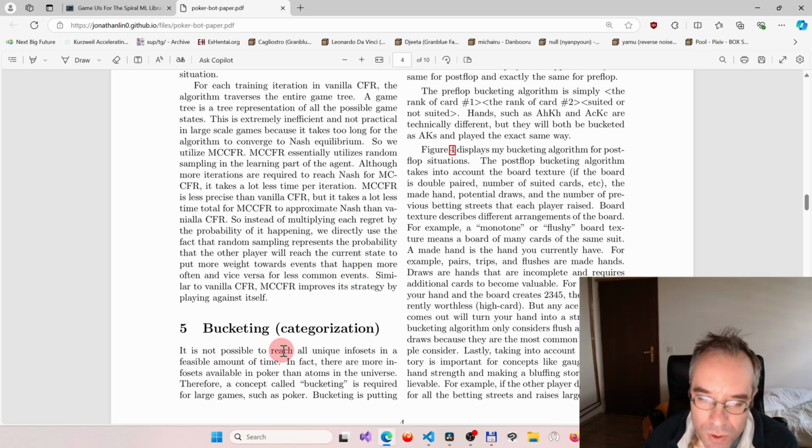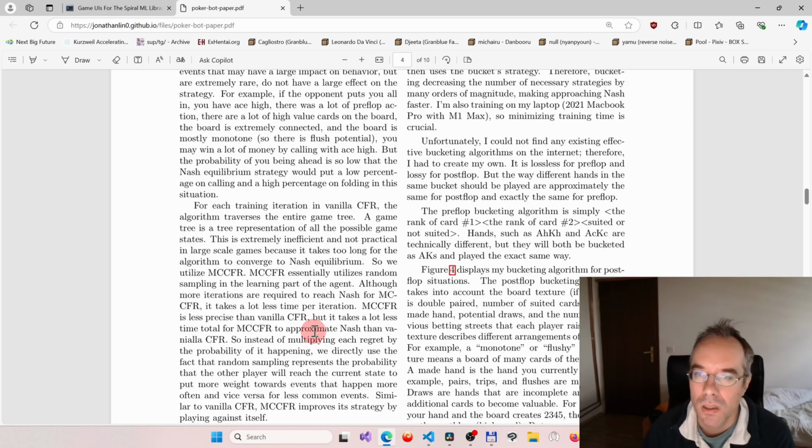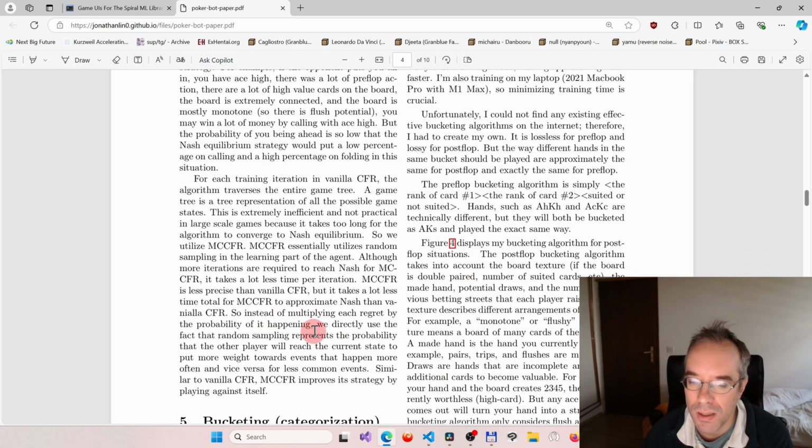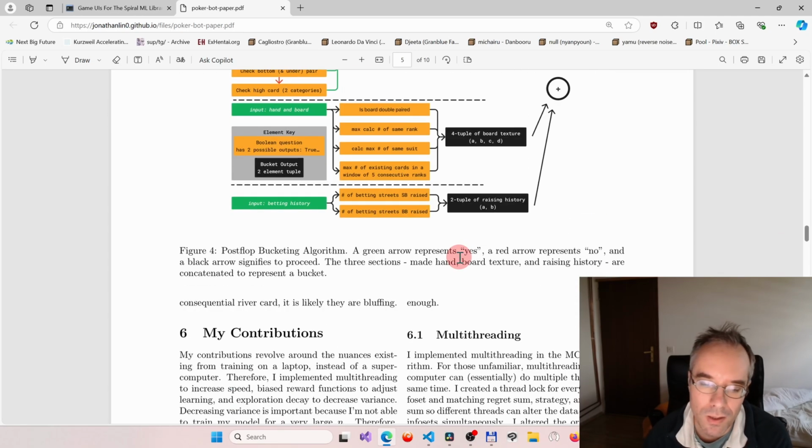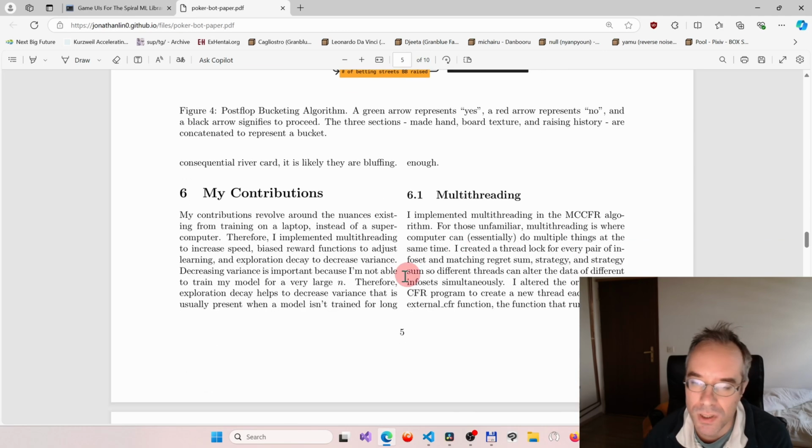Bucketing. It's not possible to reach all unique info sets in a feasible amount of time. In fact, there are more info sets available in poker than atoms in the universe. Therefore, a concept called bucketing is required for large games such as poker. Bucketing is putting similar info sets that would have similar strategy in buckets. Yeah, so that's what I'm considering here.